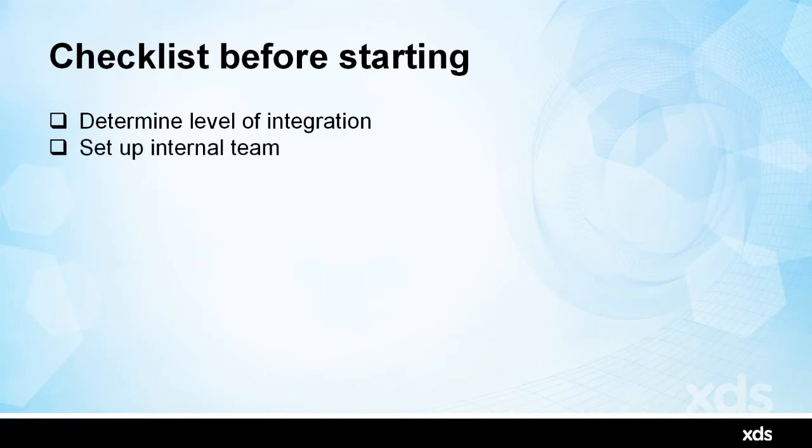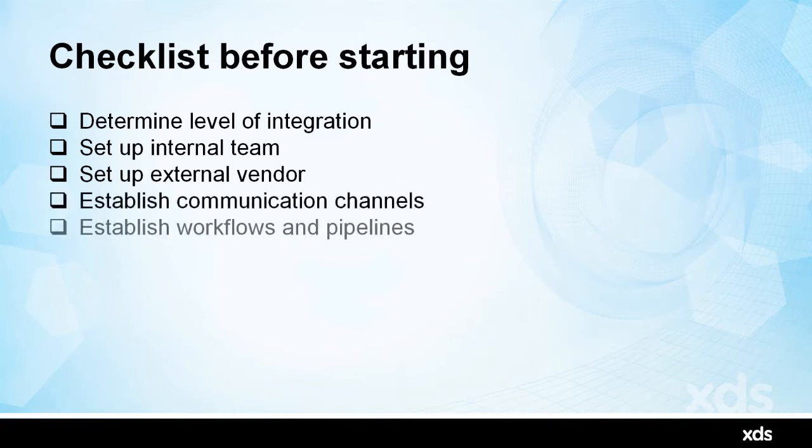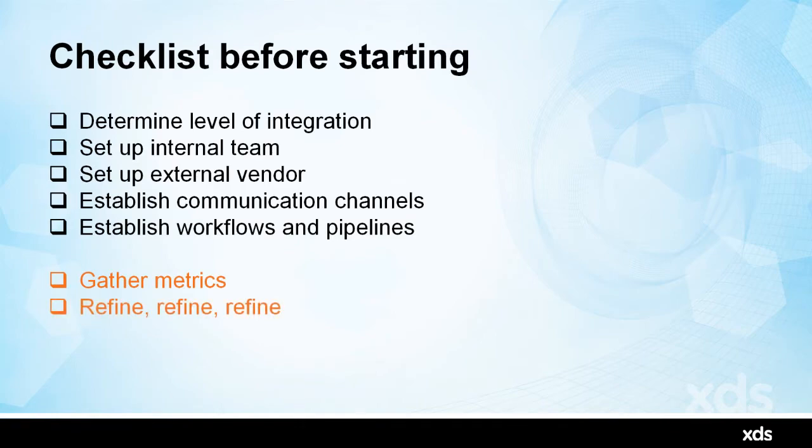Set up the internal team. Set up external vendor. I'm kind of brushing over things that are really hard to do actually, but not the focus of this talk. So establish communication channels, workflows and pipelines. And then when you've started, gather metrics, refine, refine, refine. You're not really ever done externalizing or integrating. You basically are just constantly making it better.